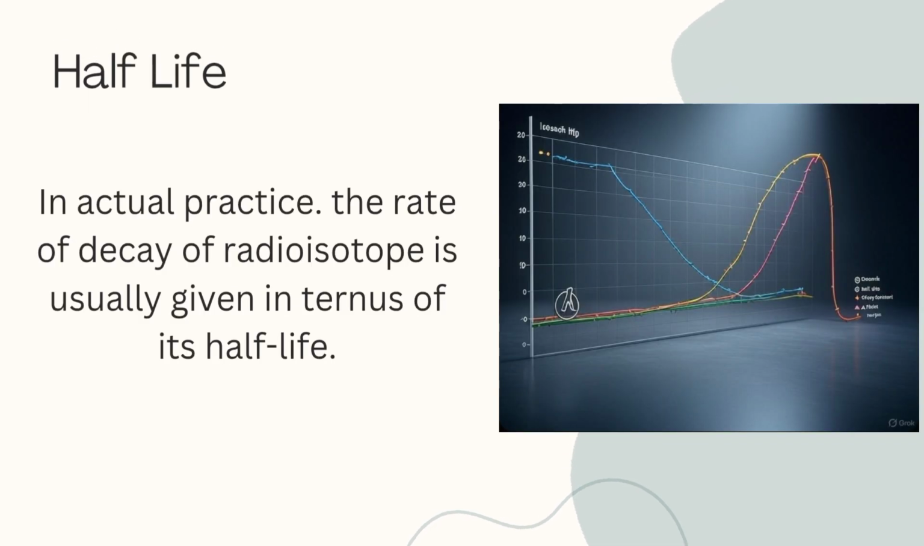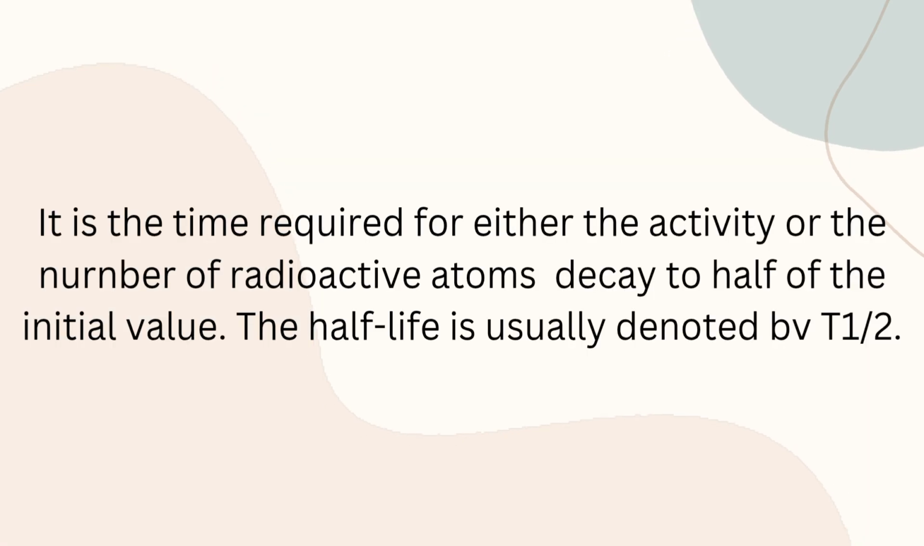Half-life. In actual practice, the rate of decay of a radioisotope is usually given in terms of its half-life. It is the time required for either the activity or the number of radioactive atoms to decay to half of its initial value. The half-life is usually denoted by T1/2.